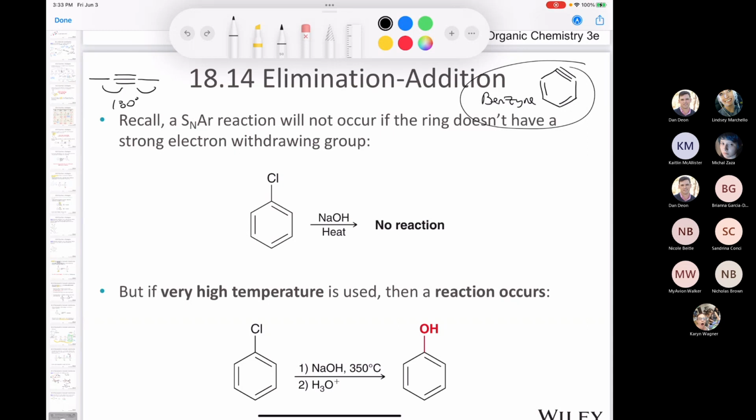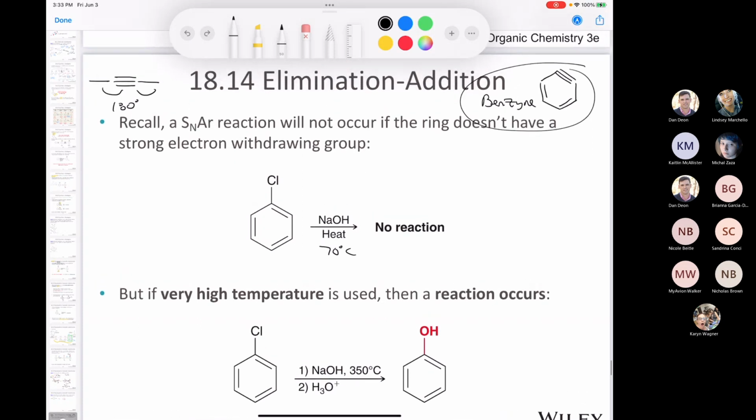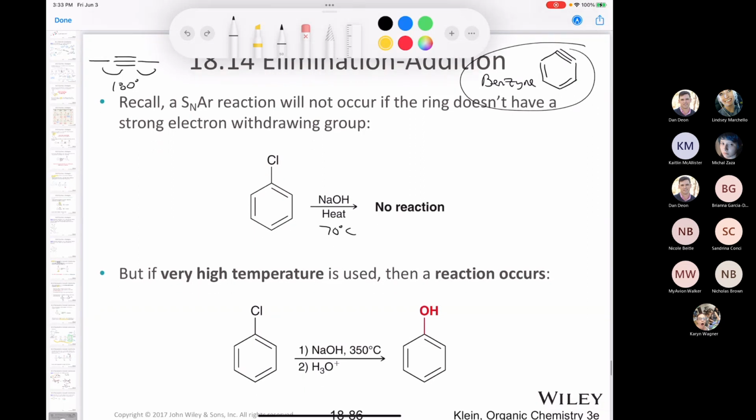If you take chlorobenzene and just treat it with sodium hydroxide and heat, like 70 degrees Celsius, for example, the conditions for the SNAR, nothing happens, right? Because you don't have an electron withdrawing group here or here. Zilch, zero. However, a lot of interesting chemistry can occur if you provide enough energy. And so if you crank this up to 350 degrees Celsius, I mean, that's super high temperature, you can end up making phenol that way.